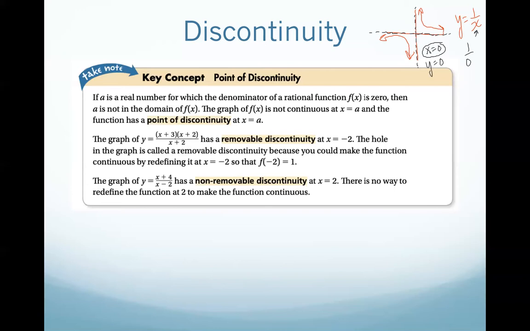So let's start with y equals 1 over x. We have a non-removable discontinuity. And specifically, we've already named that this is called an asymptote.